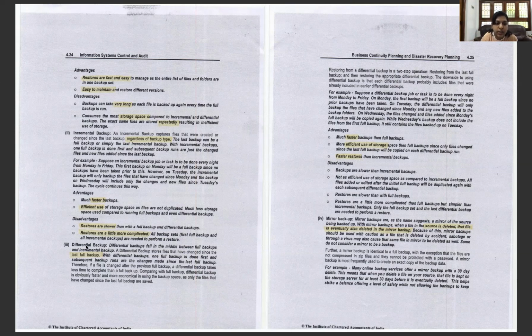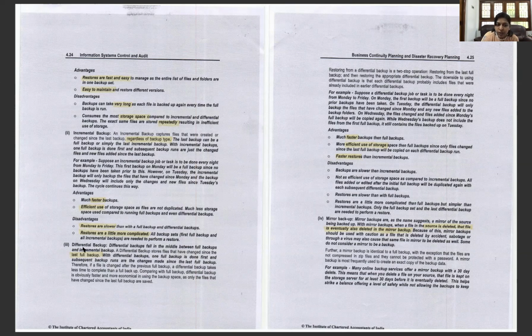Then what is the differential backup? Differential backup falls in the middle between full backup and incremental backup. So differential backup is something between full backup and incremental backup. Here, differential backup stores files that have changed since the last full backup. Whereas incremental backup is regardless of the backup type.